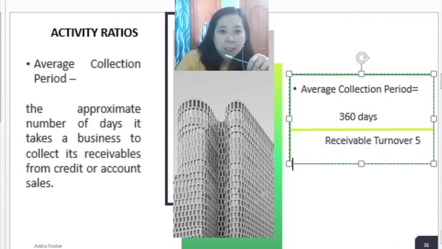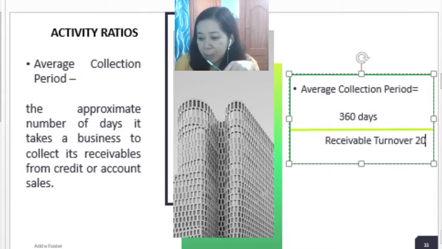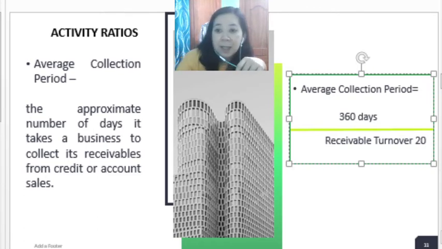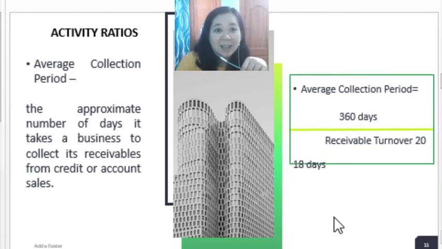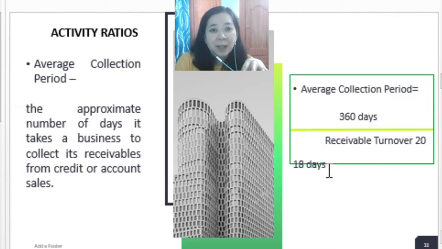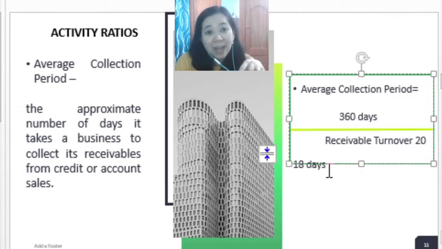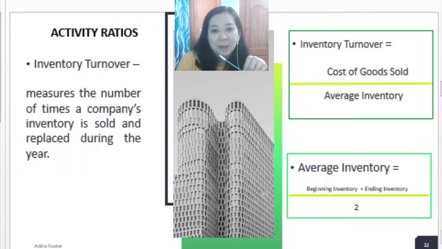So what about, for example, if our turnover is 20? How many days will it take for the entity to wait? It's 18 days. That's better. So you see the difference. Under this one, they have a higher turnover, so it will take only 18 days, or a shorter period of time, for the entity to collect their receivables. Again, this will help the management to determine how efficient they are in collecting their accounts receivable.